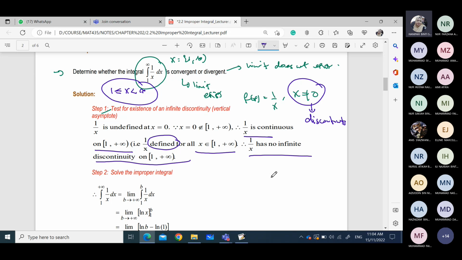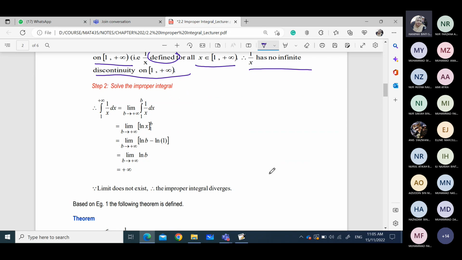Okay, so next step, we can solve the improper integral. Okay, so based on the definition, in order to solve for improper integral, we need to take the limit. Okay, so that integral 1/x, where x is 1 to infinity, it is equivalent with limit b approach to infinity for the integral 1/x, where x is 1 to b. So what is the value of b? The value of b is approaching to infinity.